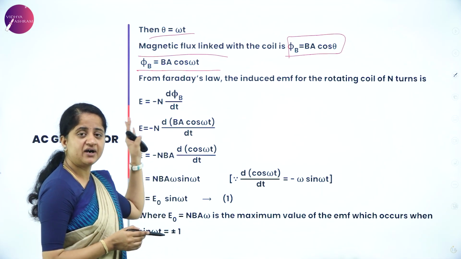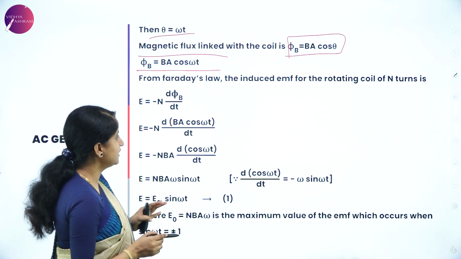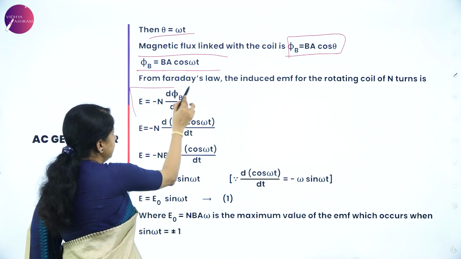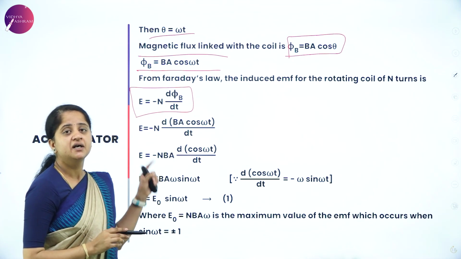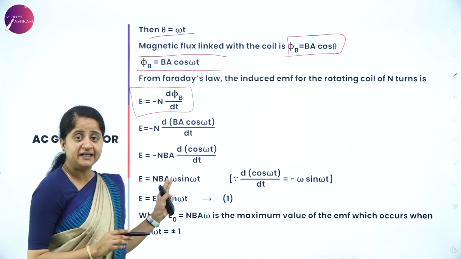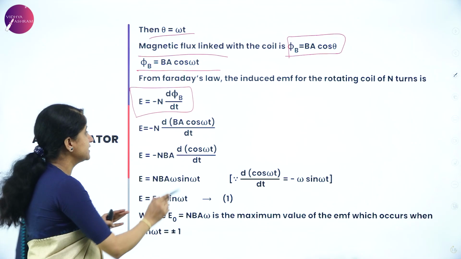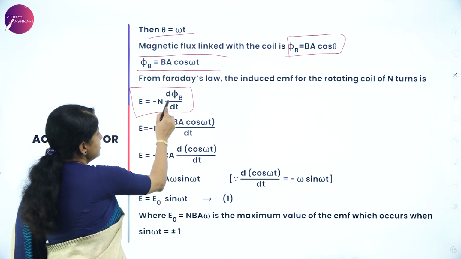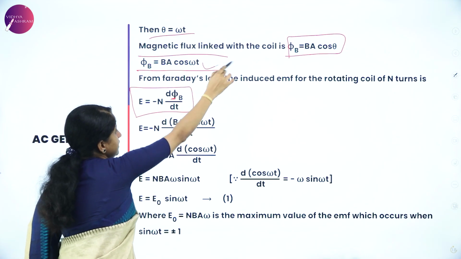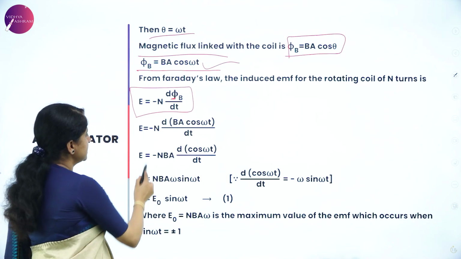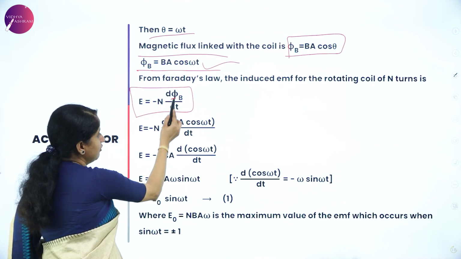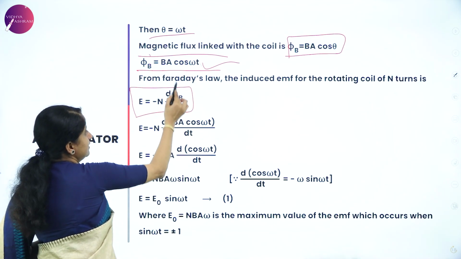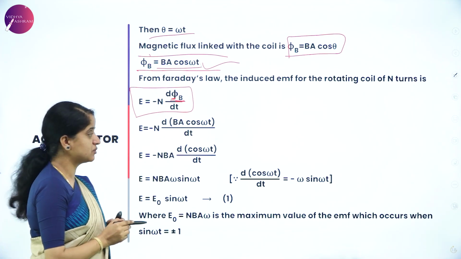From Faraday's law of electromagnetic induction, the induced EMF is E equals minus d phi by dt. If a coil has N turns, then E equals minus N d phi B by dt. In place of phi B, let us substitute B A cos omega t, and we get E equals minus N d by dt of B A cos omega t.